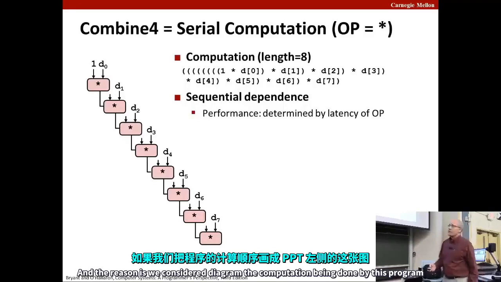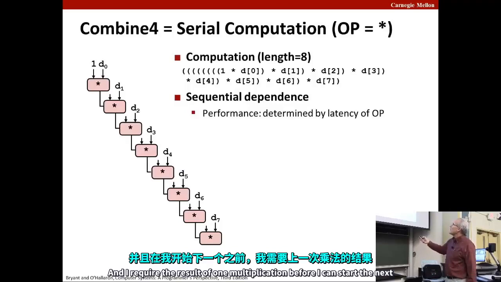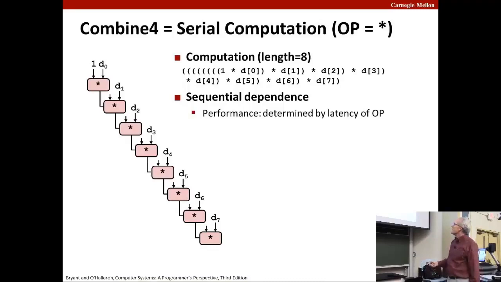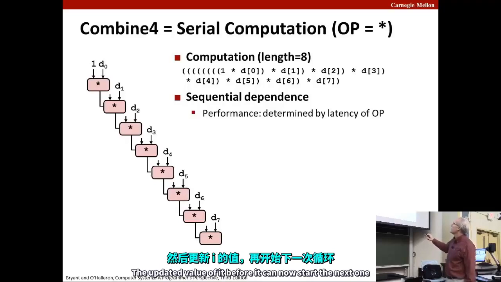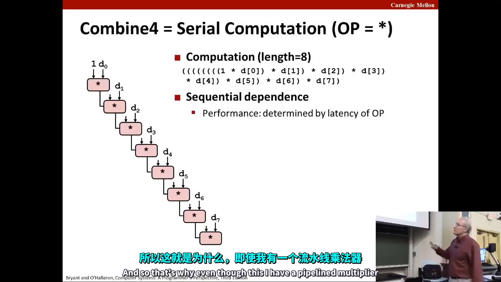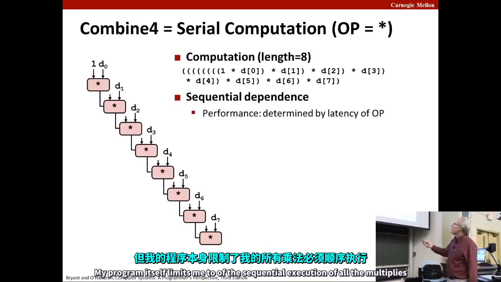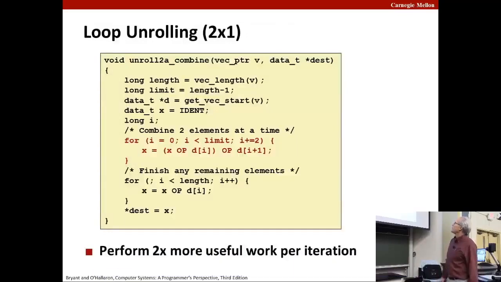The reason is we can diagram the computation being done by this program: it's doing a series of multiplications, and I require the result of one multiplication before I can start the next. In general, if you look at this loop code, it has to compute ECX, the updated value of it, before it can start the next one. And so that's why, even though I have a pipelined multiplier, my program itself limits me to the sequential execution of all the multiplies.